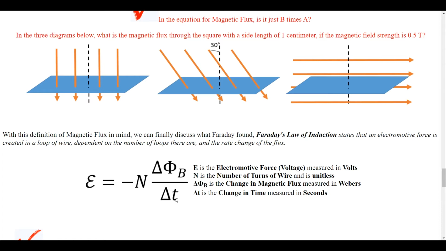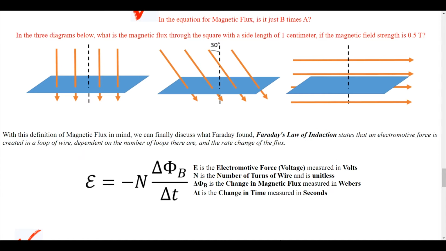But if we were to change that flux very quickly, like move the magnet into and out of the loop as quickly as we could, then we would get a large voltage. And similarly, we can get a much larger voltage by having more loops of wire as well. If I had covered that whole piece of copper with loops, we could have had a larger result as well.